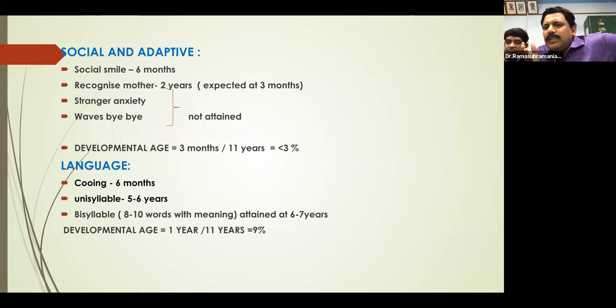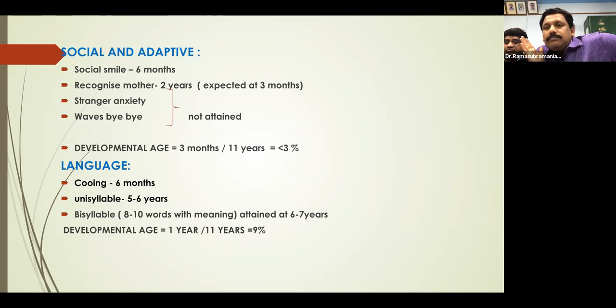So meaningful words, 8 to 10, bisyllable is usually attained by what age? By 9 months. By 9 months the child attains bisyllables. But to speak 8 to 10 words with meaning, the age should be at least 1.5 years. By 1 year, 2 or 3 words with meaning. By 2 years, simple 2 or 3 word sentences. Bisyllable is attained by 9 months, and meaningful words by 1.5 years. They are not the same.